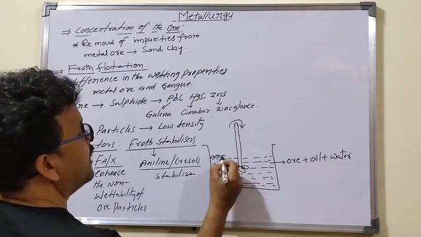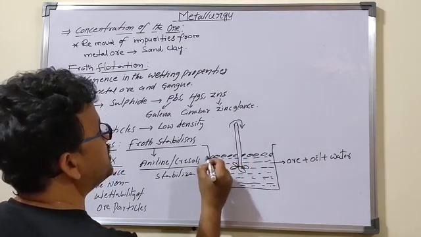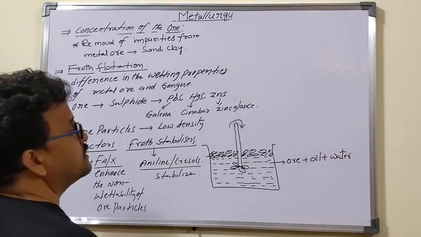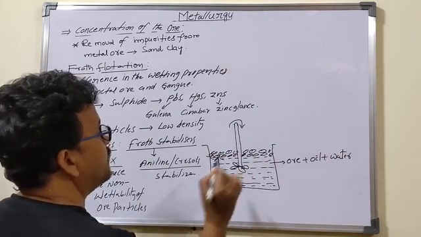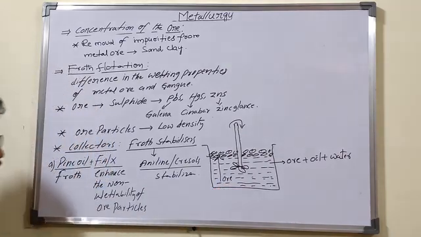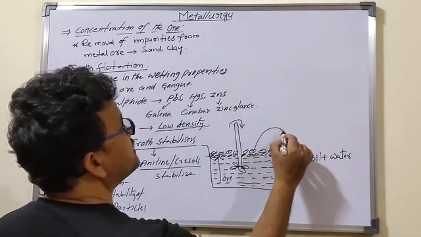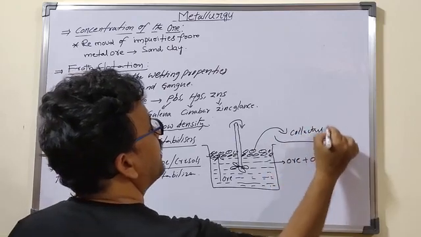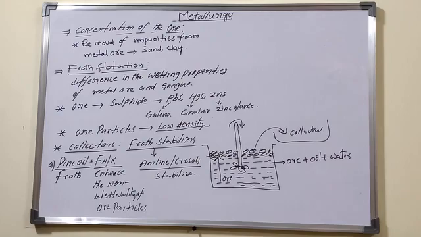Then at the top of the vessel, froth is generated. When we rotate this paddle, this froth moves to the top along with ore particles, because I told you already, ore particles have low density. This froth is collected into another vessel, and then that will be dried out and recovery of concentrated ore is done. This is the method we have here in froth flotation.